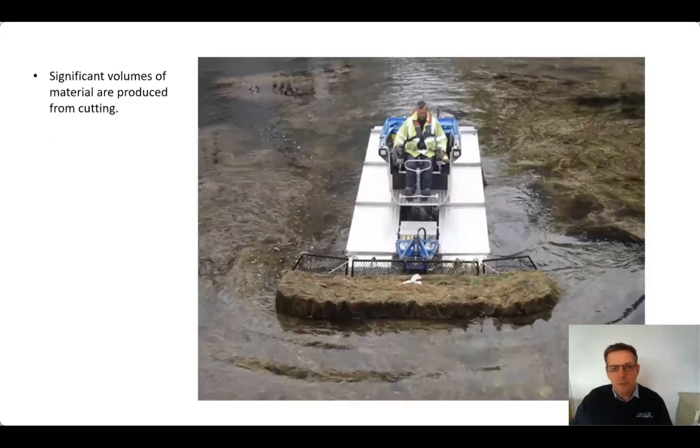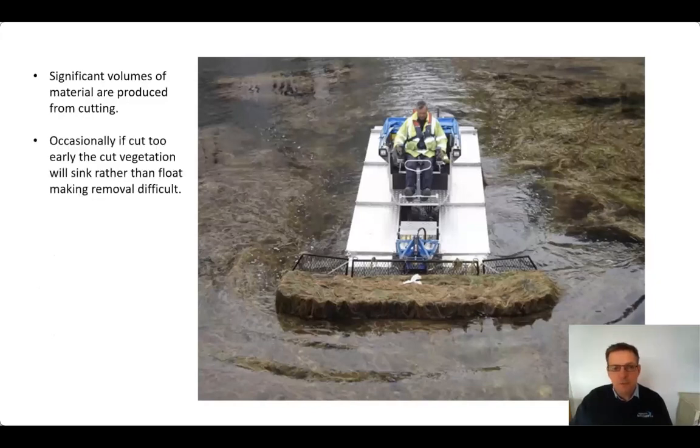Significant volumes of this are also produced from cutting. Occasionally, if cut too early, the cut vegetation will sink rather than float, making removal difficult. This is because the plant is not oxygenated sufficiently to make it buoyant. A simple way to test this is to pull some out by hand, leave it on the surface of the water and see if it floats or sinks.